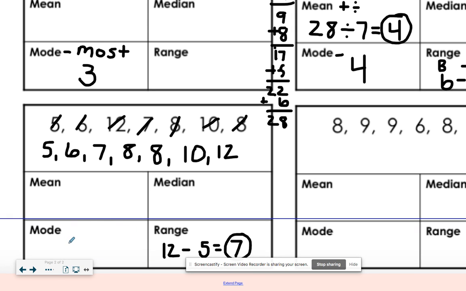For the mode, it's the one that shows up the most often. And the one that shows up the most often is 8. 8 shows up 2 times. All the rest of them only showed up once. We can go to the median. The median is the middle. We got a 5 and a 12, a 6 and a 10, a 7 and an 8, and we are left with an 8 in the middle.